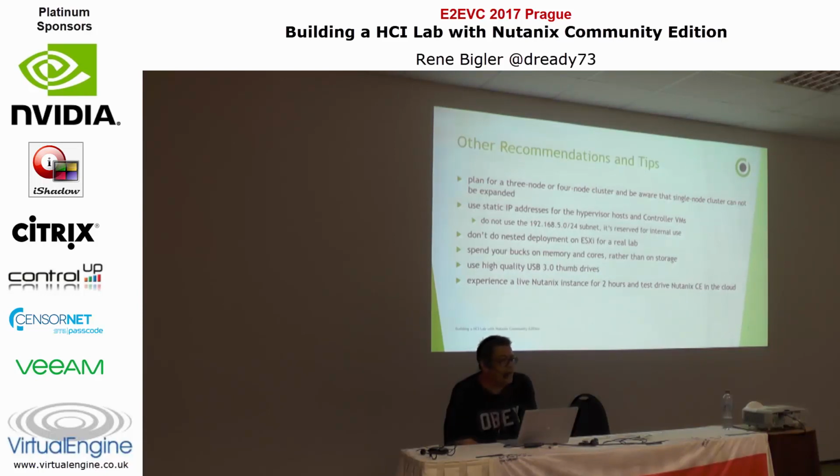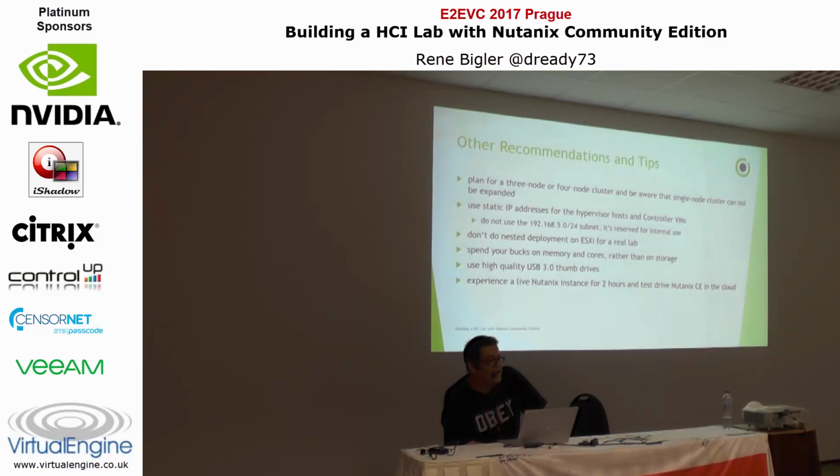Then use static IP addresses for the hypervisor hosts and the controller VMs running on top of every host. Do not use the 192.168.5.0 subnet. It's used for internal communication, and it will break your setup if you do. You can do nested deployments on ESXi, but that's not cool. So it's always better to run it on bare metal.